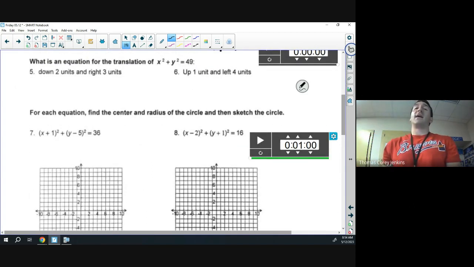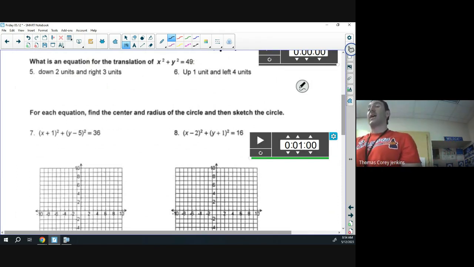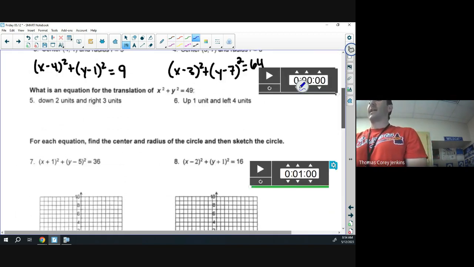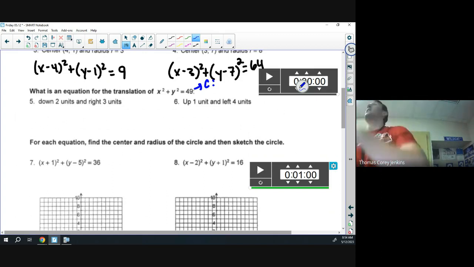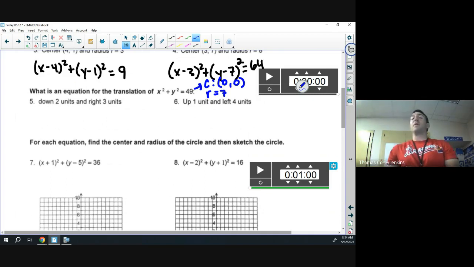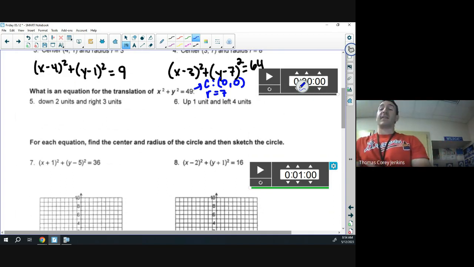Okay, so it says, what is an equation for the translation of x squared plus y squared equals 49? Before we do that, can anybody tell me what the center and radius of the original circle are? The parent function, we'll call it. Center is 0, 0. Very good. The radius is 7. Nice job.